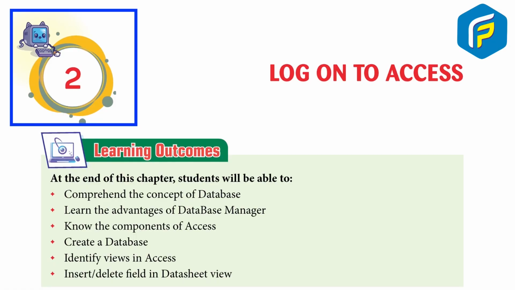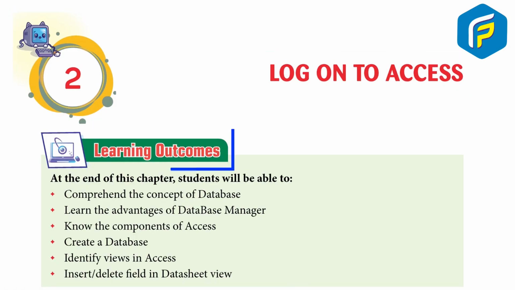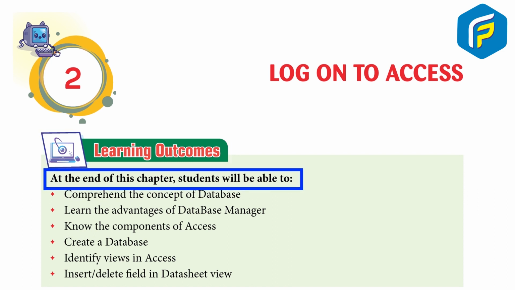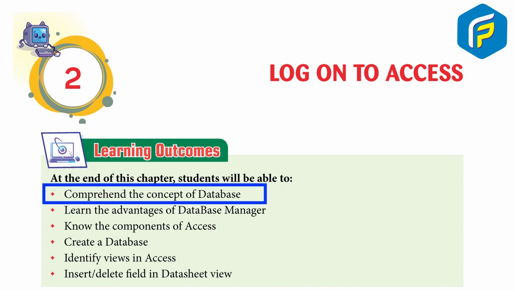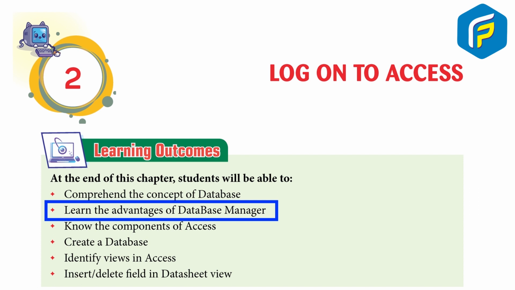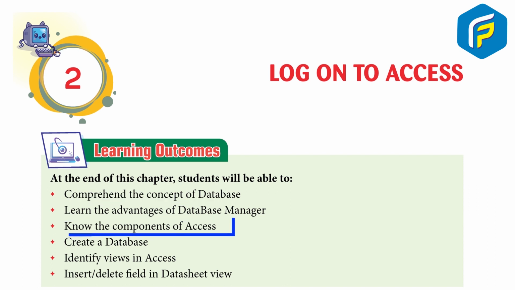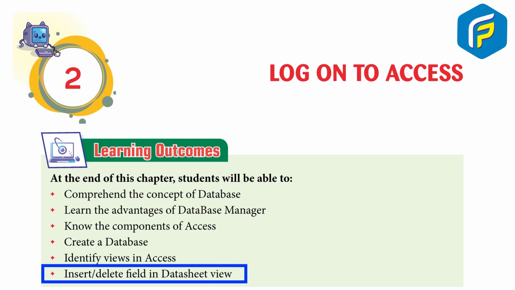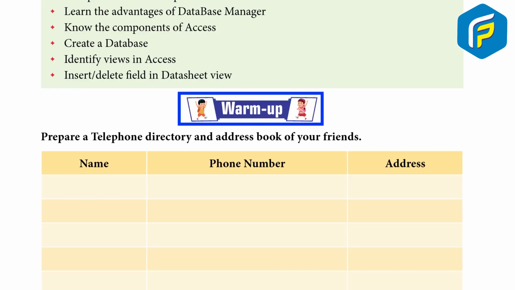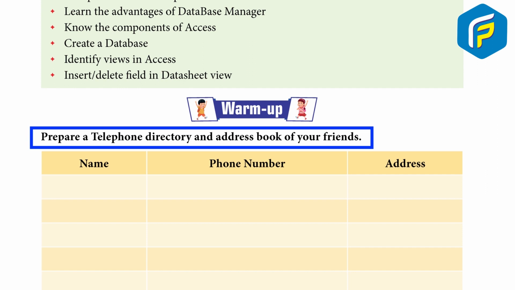Chapter 2. Log on to Access. Learning Outcomes. At the end of this chapter, students will be able to comprehend the concept of database, learn the advantages of database manager, know the components of Access, create a database, identify views in Access, insert, delete field in datasheet view. Warm up: prepare a telephone directory and address book of your friends.